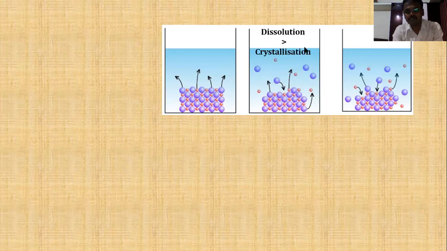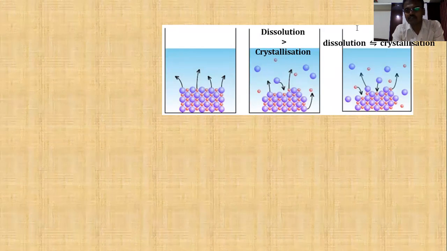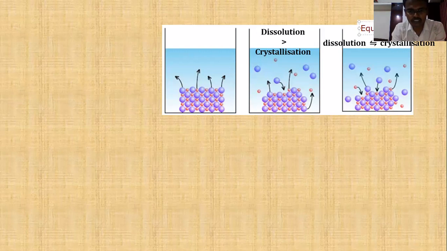As the time goes by, the number of particles going into the solution decreases and the number of particles coming back and depositing as solid solute increases. That means rate of dissolution becomes equal to rate of crystallization, and that state is known as equilibrium state. Equilibrium. I hope you have heard of this term. So this is known as equilibrium. Now the solution is at equilibrium, you can see, right?